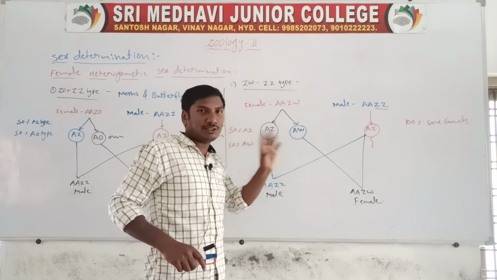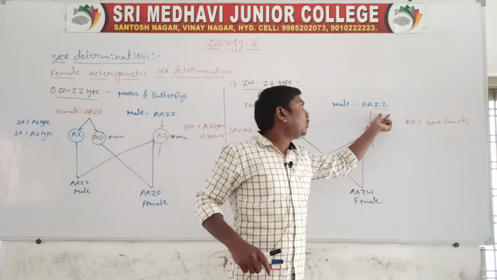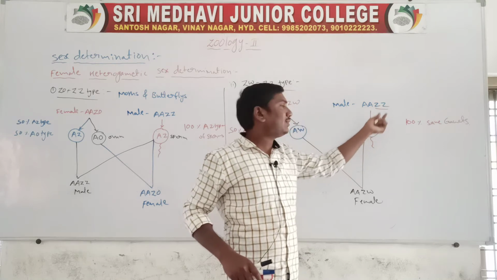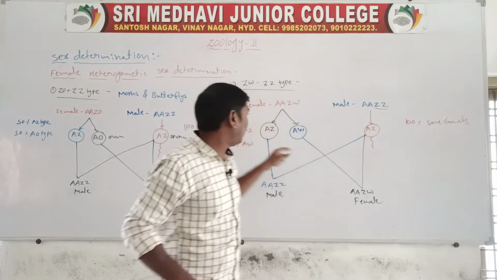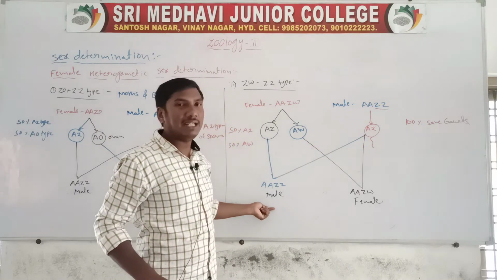So this female gamete means ovum. Next, the male gametes are 100% AZ type, because the two chromosomes are similar. So these are the AZ type of sperms. When the AZ type ovum fuses with the AZ type sperm, a male child is formed.